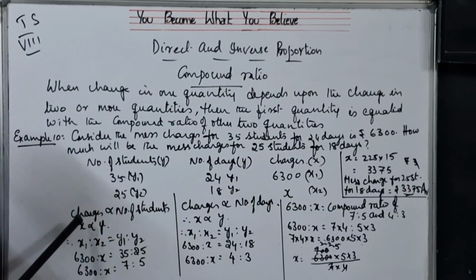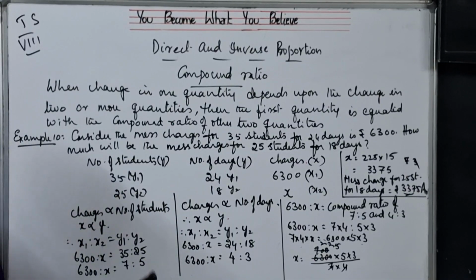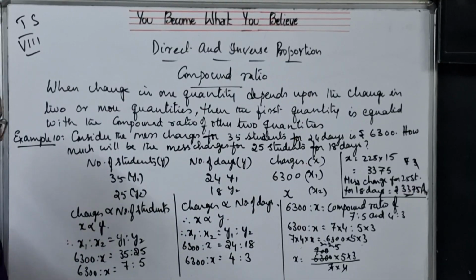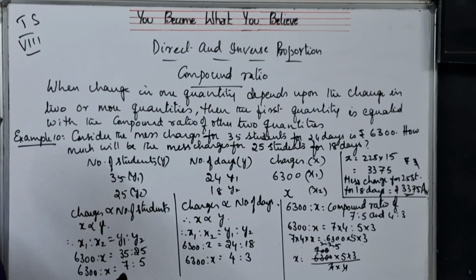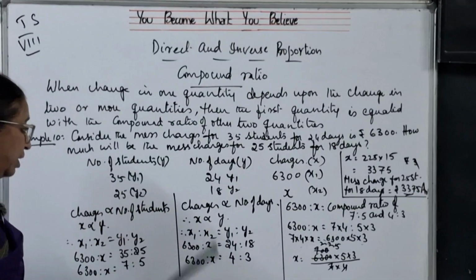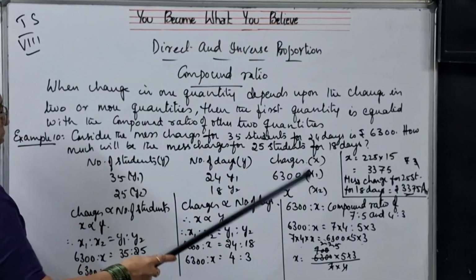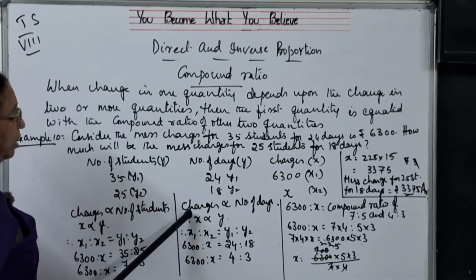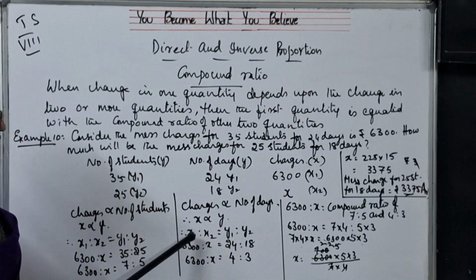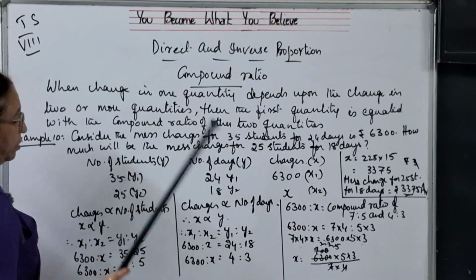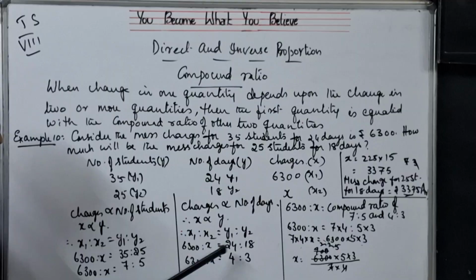So charges and number of students are directly proportional. So if they are directly proportional, x1 is to x2 is equal to y1 is to y2. So I have got the ratio as 6300 is to x is 7 is to 5. Next, number of students, number of days. When days increase, definitely charges will increase. They are also directly proportional. So x1 is to x2 is equal to y1 is to y2. Now I kept this as y1, this as y2, and I simplified. I have got the ratio.